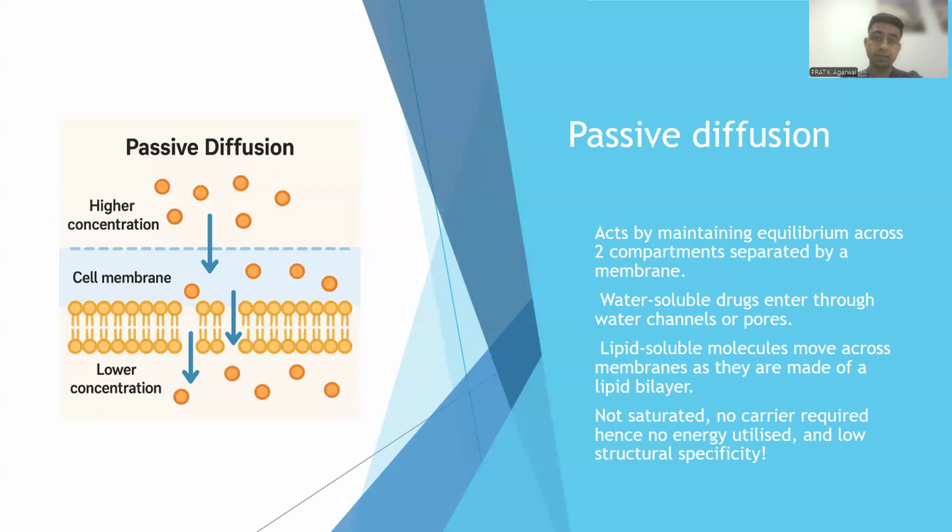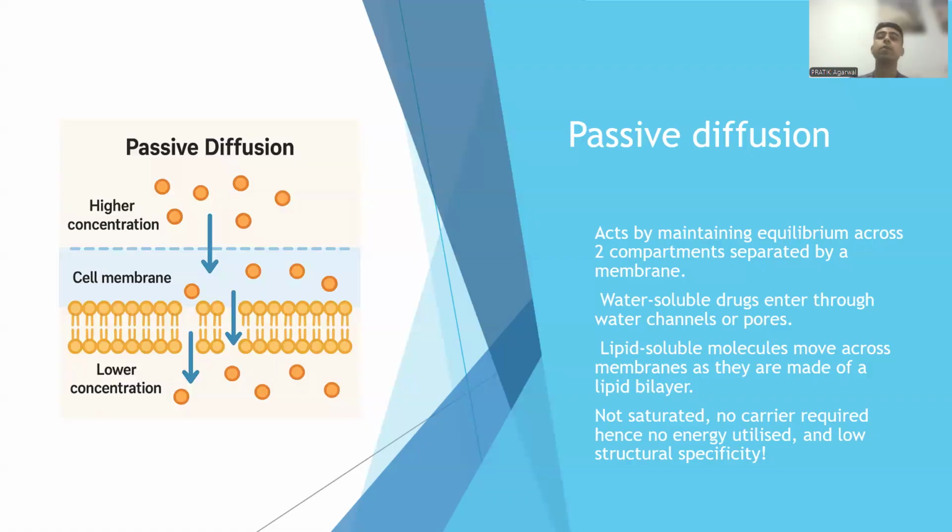Now, in this process of passive diffusion, if the drug is water soluble, then it has to transfer through water channels or pores that are constructed within the cell membrane. But as the nature of the cell membrane is lipid based, we also call the cell membrane a lipid bilayer, made up of phosphate as well. So lipid soluble drugs can easily transfer through such cell membrane barriers. So that's a bit of a difference, but otherwise this is how passive diffusion occurs.